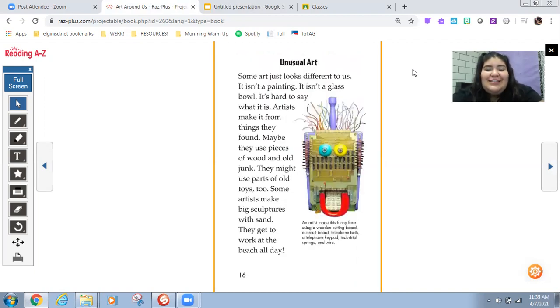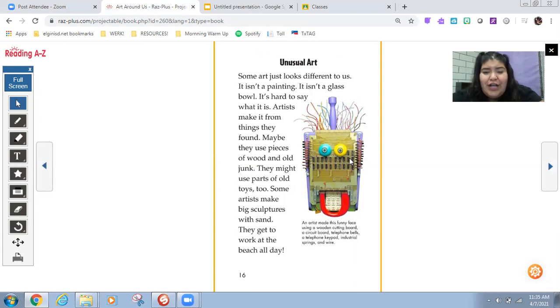Unusual art. Some art just looks different to us. It isn't a painting, it isn't a glass bowl, and it's hard to say what it is. Artists make things from things that they find. Maybe they use pieces of wood and old junk. They might use parts of old toys too. Some artists make big sculptures with sand. They get to work at the beach all day.